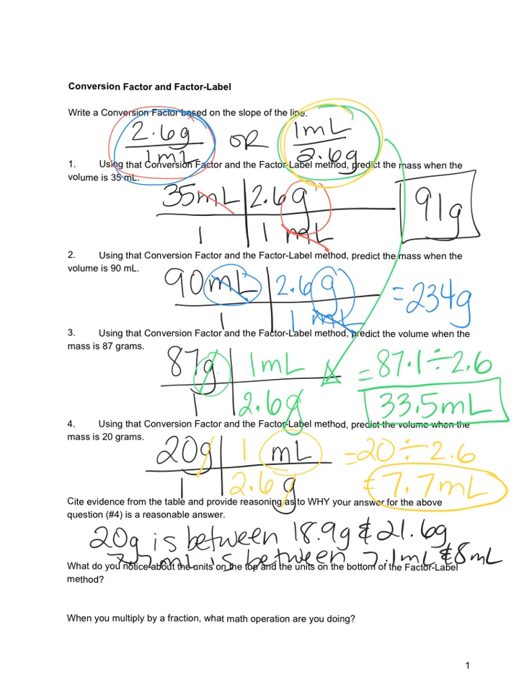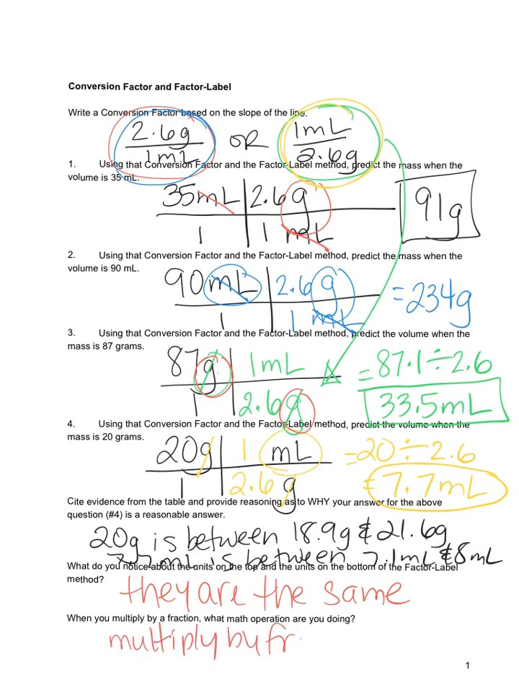Finally, it says, what do you notice about the units on the top and the bottom of the factor label method? This is what we kept pointing out all along: the top unit and the bottom unit have to be the same. That's how they cancel out. Because really, what mathematical operation are we doing? Essentially, we're multiplying by fractions, and multiplying by a fraction is really division. So this is how you solve the problems using the factor label or conversion factor method. I hope this was helpful.